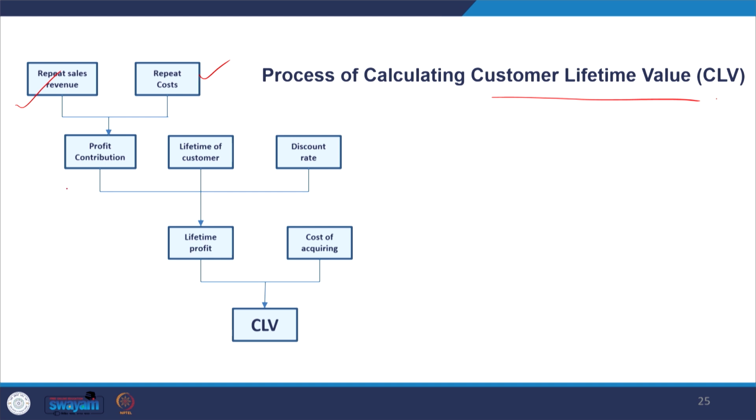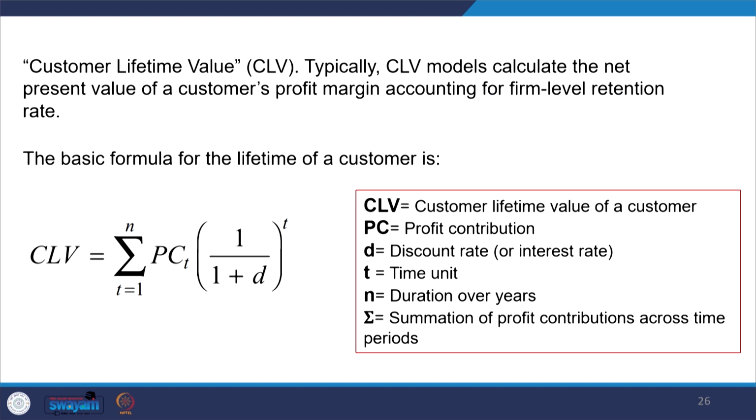Now, this will decide my profit contribution. The profit contribution, the lifetime, how many years the customer is staying with us, and the discount rate or the interest rate being paid will define the lifetime profit. And this lifetime profit and the total cost of acquiring will decide the total customer lifetime value. Using this process one can understand whether the customer is giving high, moderate, or low profits. Typically, the CLV model calculates the net present value of a customer's profit margin, accounting for firm level retention rate.